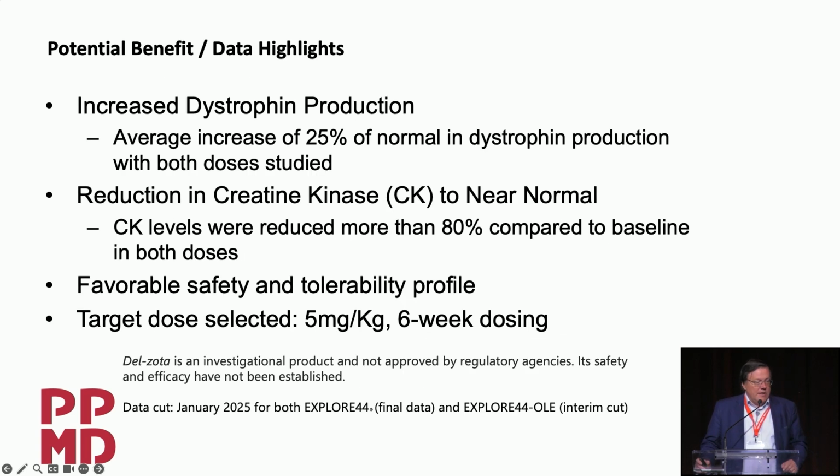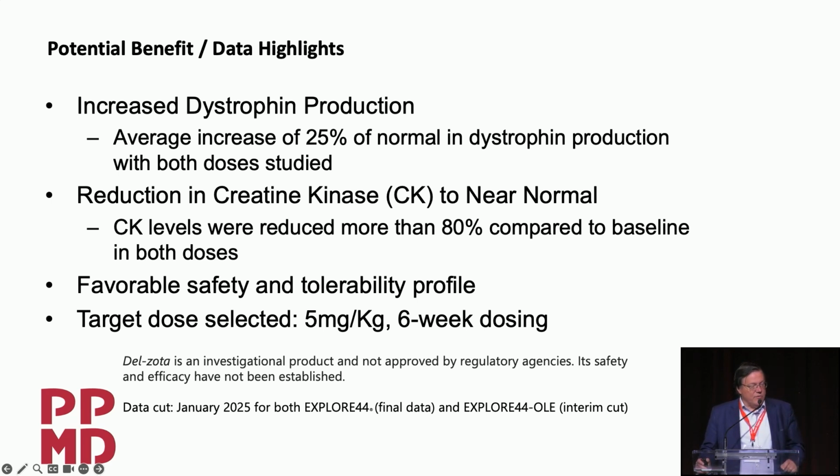are included. And they didn't provide for me here graphs of this, but there's an average increase of 25% of normal levels in dystrophin production with both doses studied. And strikingly, reductions in creatine kinase to normal or near normal in 80% of these patients, which might reflect that the exon 45 deletion is the most common single deletion that exists in patients with DMD, and it's enriched in the enrollment of this trial as well. So I suspect that accounts for some of these great numbers.